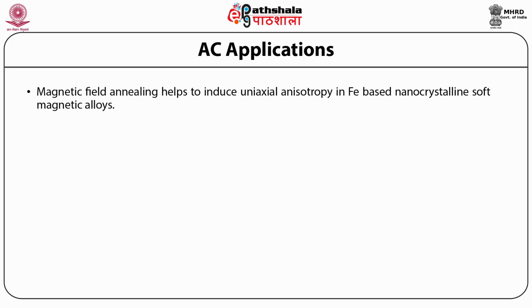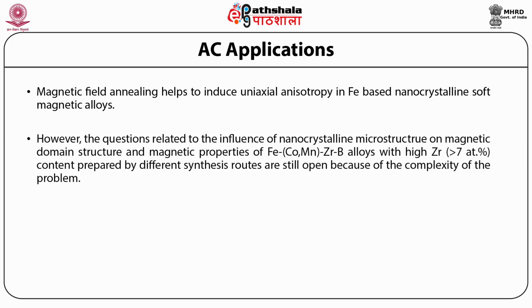Magnetic field annealing helps to induce uniaxial anisotropy in iron-based nanocrystalline soft magnetic alloys. Thus, the microstructure, magnetic domain structure, and resulting magnetic properties can be tailored for suitable applications. However, the questions related to the influence of nanocrystalline microstructure on magnetic domain structure and magnetic properties of iron, cobalt, manganese, zirconium, boron alloys with zirconium content greater than 7 atomic percent, prepared by different synthesis routes, are still open because of the complexity of the problem.